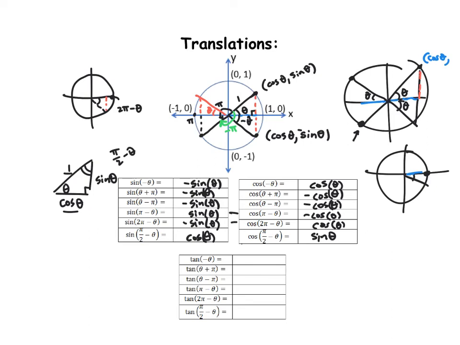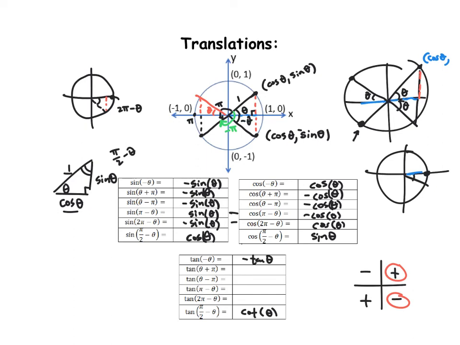Okay, tangent. Tangent is sine over cosine. Just so you know, tangent is positive in quadrants 1 and 3 and negative in quadrants 2 and 4. So the tangent of pi over 2 minus theta is actually equal to the cotangent of theta. All right. Let's look here. Tangent of negative theta. Well, that would put us, of course, where we started here, the tangent would be positive. Negative theta would put us here. Therefore, we would have a negative tan theta.